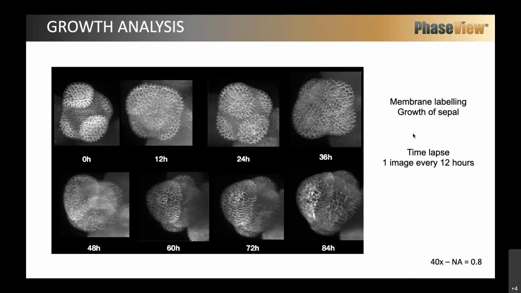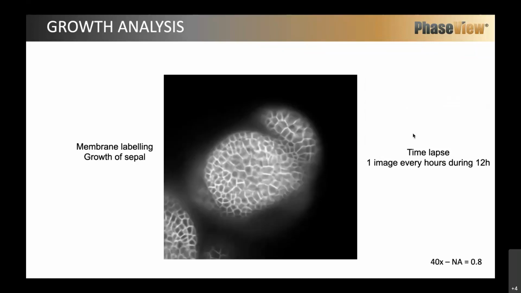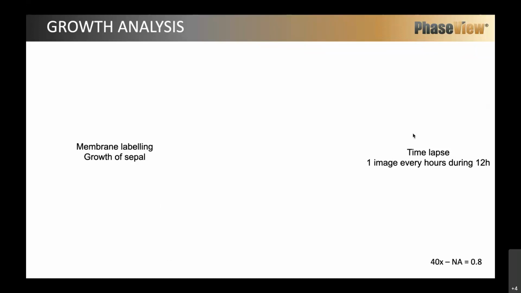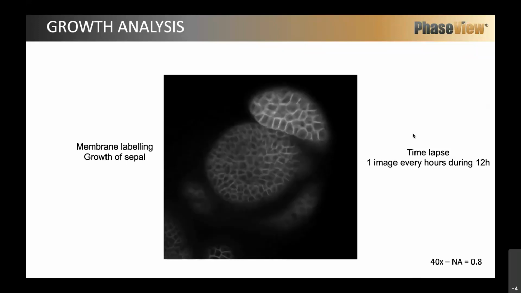For example, we can put the sample in the microscope and afterwards put our sample back in the growth chamber in order to do the imaging during 84 hours. So it's really easy to do. After, I can show you here one example of this kind of growth imaging. It's a time lapse of 1 hour during 12 hours. And you can see we can follow the growth of the sepal and we can follow the cell division. This kind of experiment is not really difficult to perform in the Alpha3.